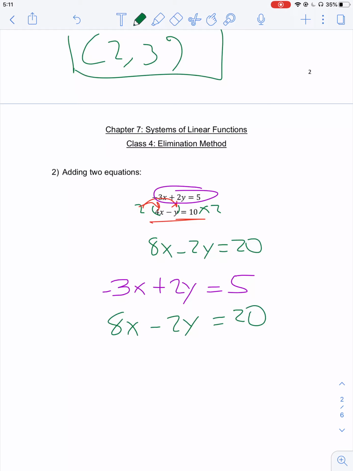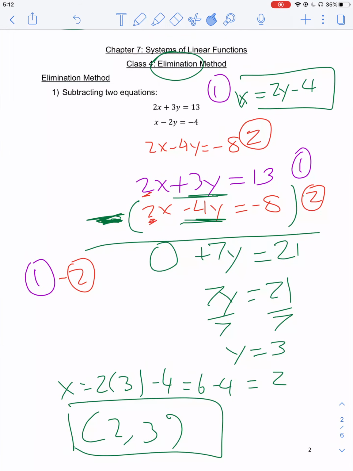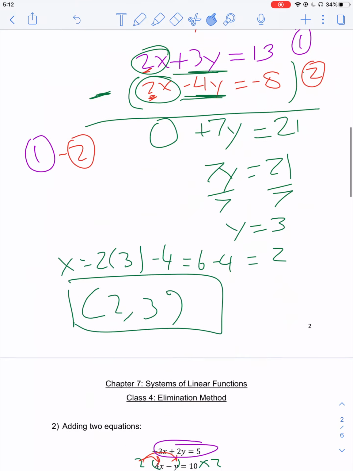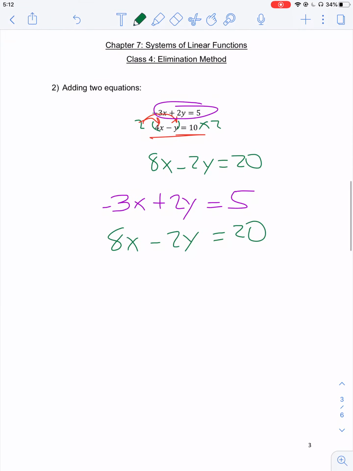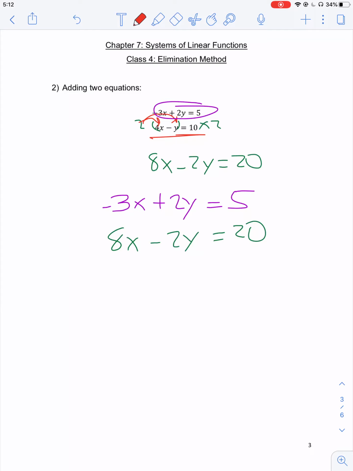Now, what should I do? So in the previous case, I had to subtract, right? I had to subtract because I had the same thing on top and the same thing at the bottom. So 2 minus 2 will give me 0. Now I'm going to ask you, what do you think we should do down here? Okay, what do you think we should do down here?